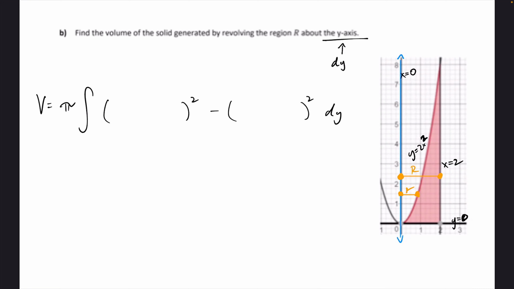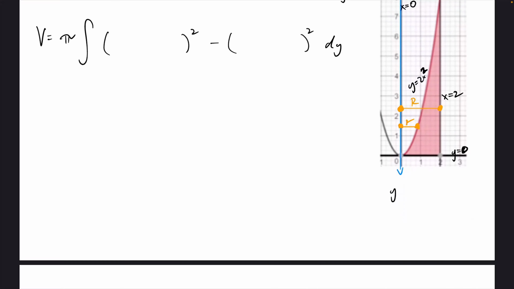X equals 0, okay, because it says x equals. X equals 2, okay, because it says x equals. Y equals 2x squared, not good, right? We got to change that one. So y equals 2x squared, we got to solve for x. So divide both sides by 2, so you get 1/2 y. Square root both sides, you're going to get a plus and a minus again. So we get x equals positive and negative square root of 1/2 y.